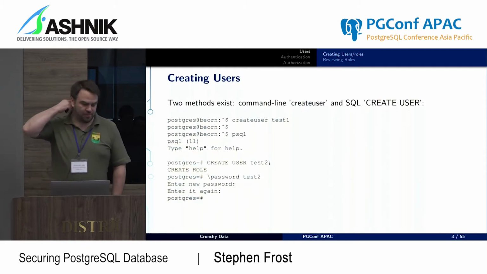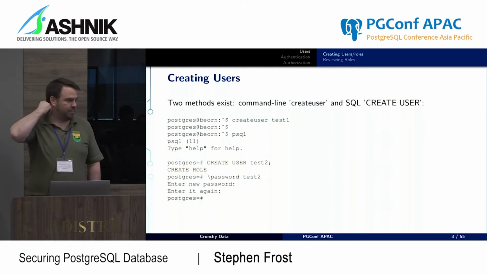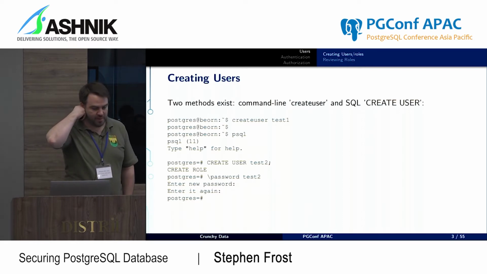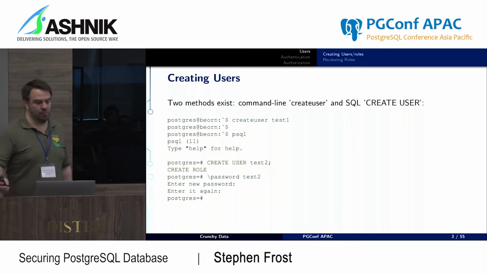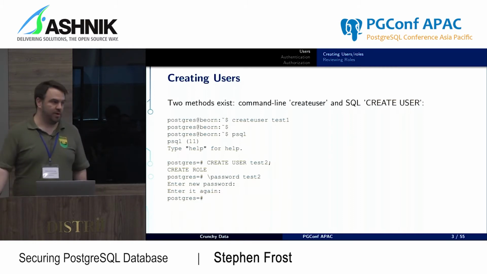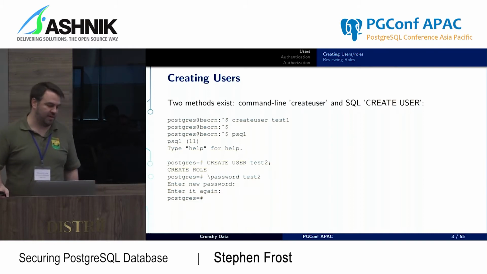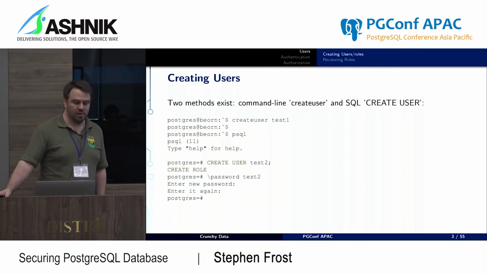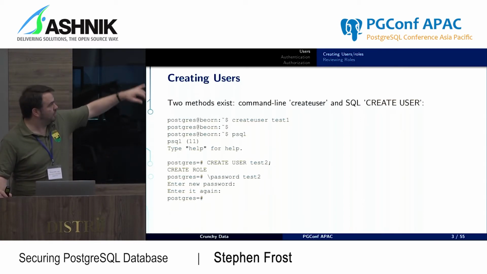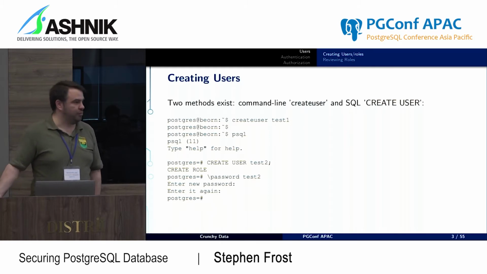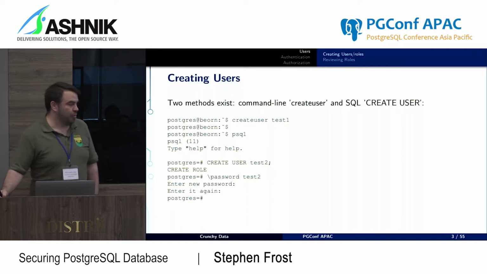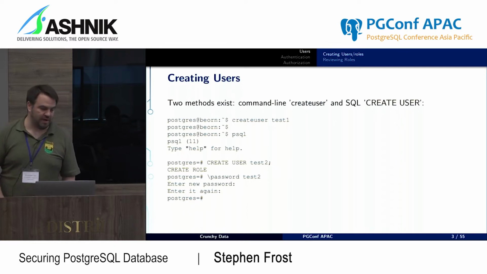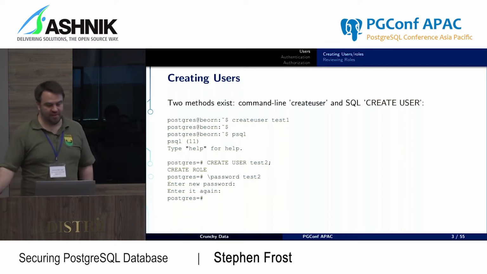All right, so creating users is pretty straightforward. There are two main methods. You can either run this createuser command. This is a Unix level command that you can run. This has to be run as someone who has the ability to create users in the database. Typically, that's going to be your Postgres superuser, which you can see here is postgres@Bjorn. That's my Unix username on my laptop, and running createuser test1 creates a test1 user inside the database.